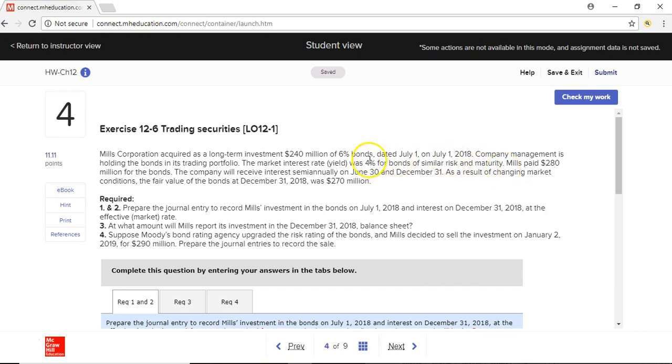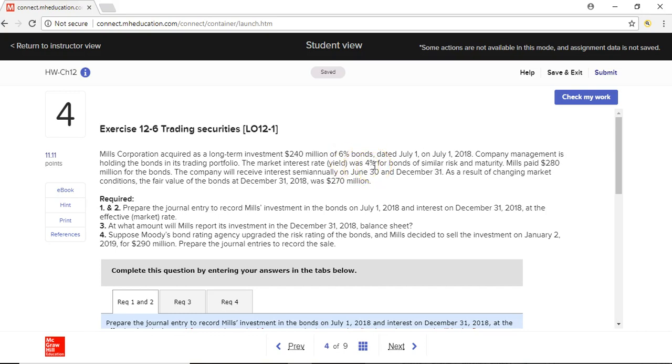So market rate will tell us how to calculate interest revenue on the income statement. Mills paid $280 million for the bonds, so payment is the price of the bonds. The company will receive interest semi-annually on June 30th and December 31st. Therefore, when we calculate cash interest, we will use 3%. When we calculate effective interest, we will use 2%.